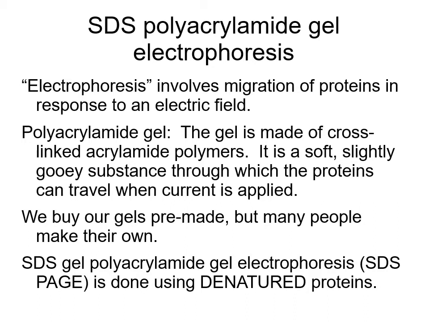Okay, so SDS polyacrylamide gel electrophoresis. Electrophoresis itself involves migration of proteins in response to an electric field. Polyacrylamide gel is made of cross-linked acrylamide polymers. It's kind of a gooey, slightly sticky substance, and the proteins are going to travel through it when we apply the current to it. In our lab and other labs, we buy our gels pre-made, but many people can make their own. An important part about SDS-PAGE is that it is done using denatured proteins, and I need to take a minute or so to explain that.